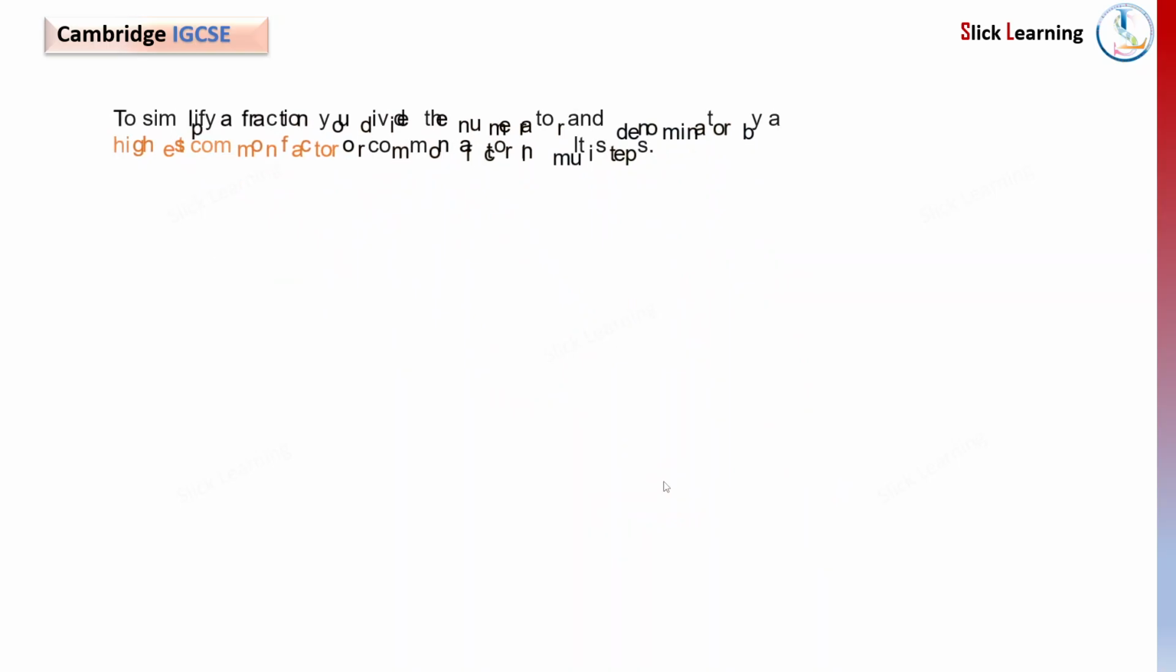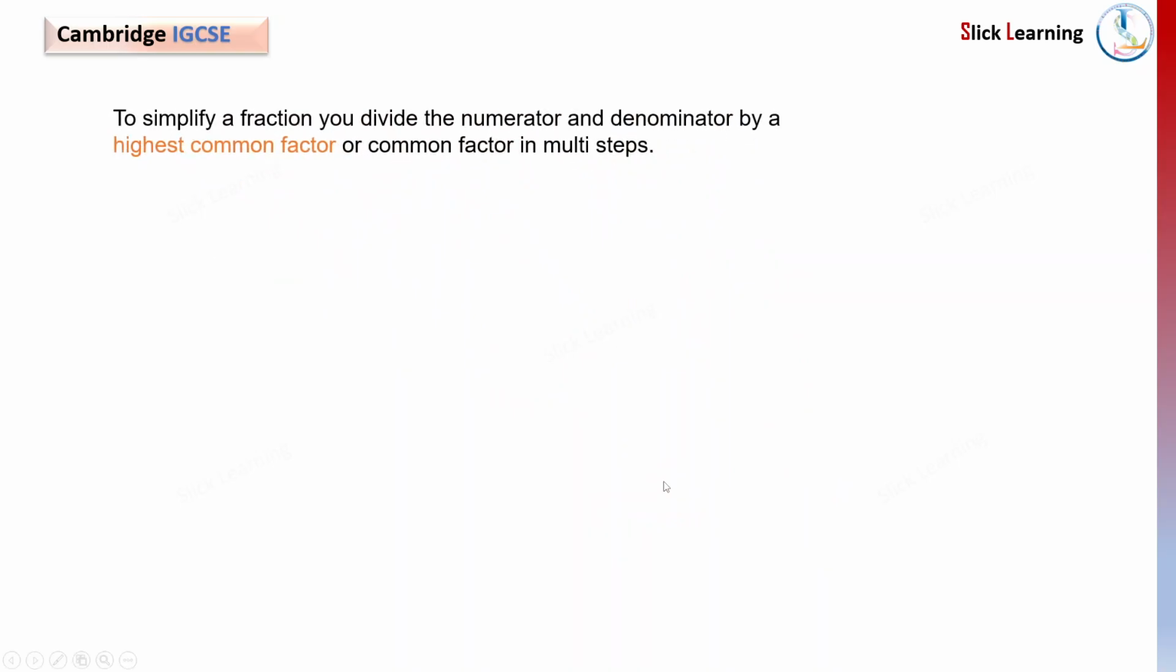Let's move on. Whenever you are asked to simplify a given fraction, you need to find the highest common factor, so that if you divide the numerator and denominator by it, you will get directly to the simplest form. Or you can divide by any common factor, but then you have to check again whether there is any other common factor to write it in the simplest form.